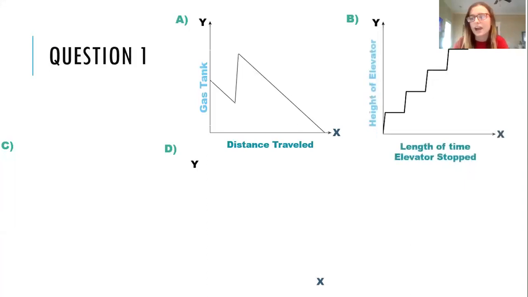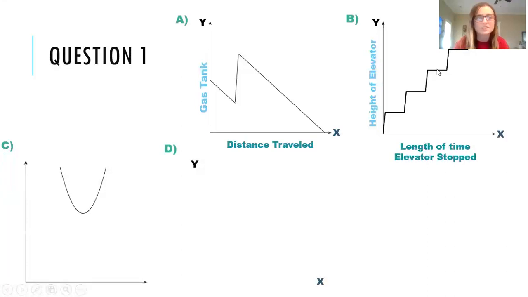So for B, I drew a graph that correlates to the function of the height of an elevator stopping at each floor on its way up. So Y increasing represents the elevator going to the next floor, and then when Y is staying the same and X starts to increase, that represents the elevator stopping on the next floor. And as you can see, it goes up and stops and up and stops.